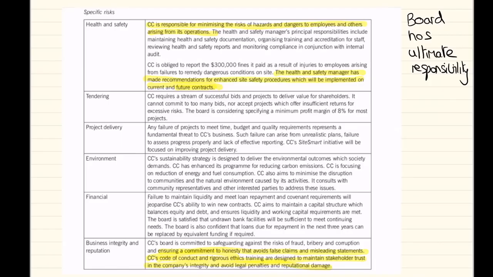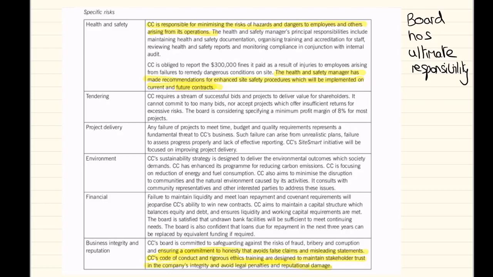Firstly, I would be looking at the extracts from the most recent annual report. Various things in here, but the second page of Exhibit 1 talks about how the ultimate responsibility of the board is to make sure that it is looking after health and safety, and here it's responsible for minimising risks of hazards and dangers to employees and others arising from its operations. Also, the health and safety manager has made recommendations for enhanced safety procedures which will be implemented on current and future contracts.